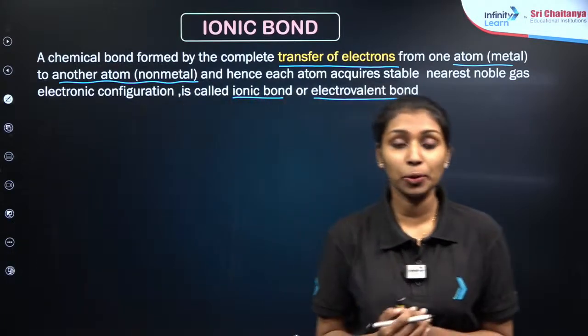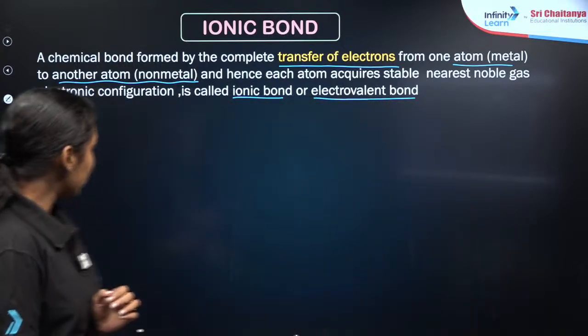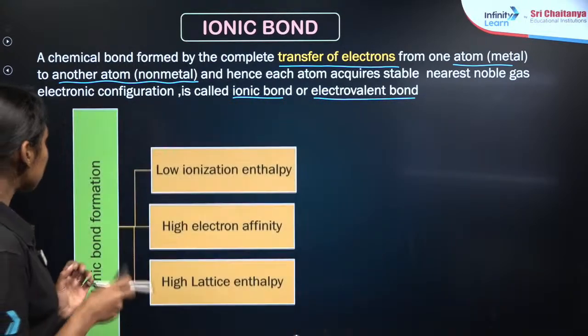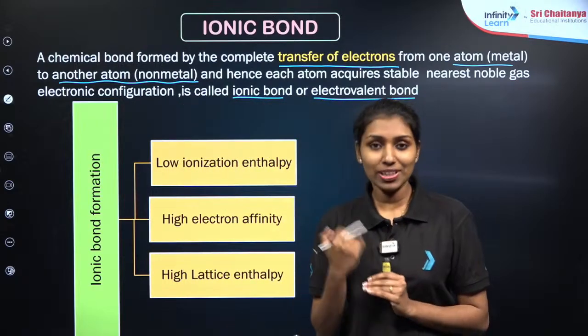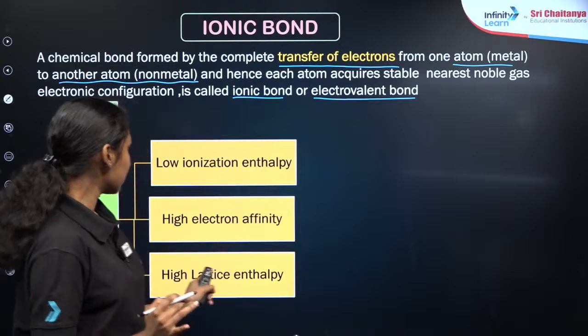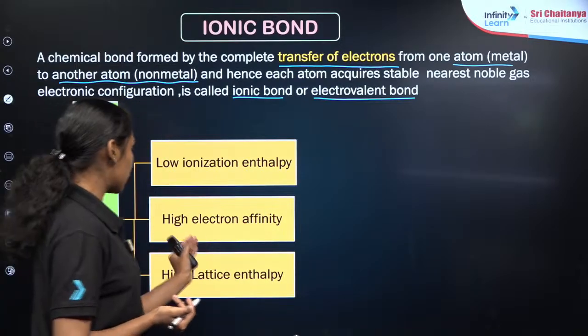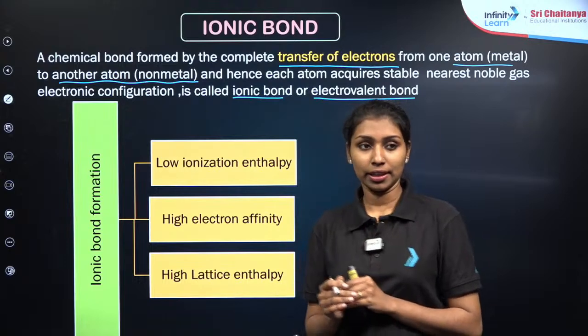Now we have to discuss what are the factors which affect the ionic bond. As you can see over here, these are the main factors affecting the formation of an ionic bond. In the previous classes on the periodic table chapter, I have already discussed these factors, right? Ionization enthalpy, electron affinity, and today we are going to discuss a new term, that is lattice enthalpy. Okay, let us start.